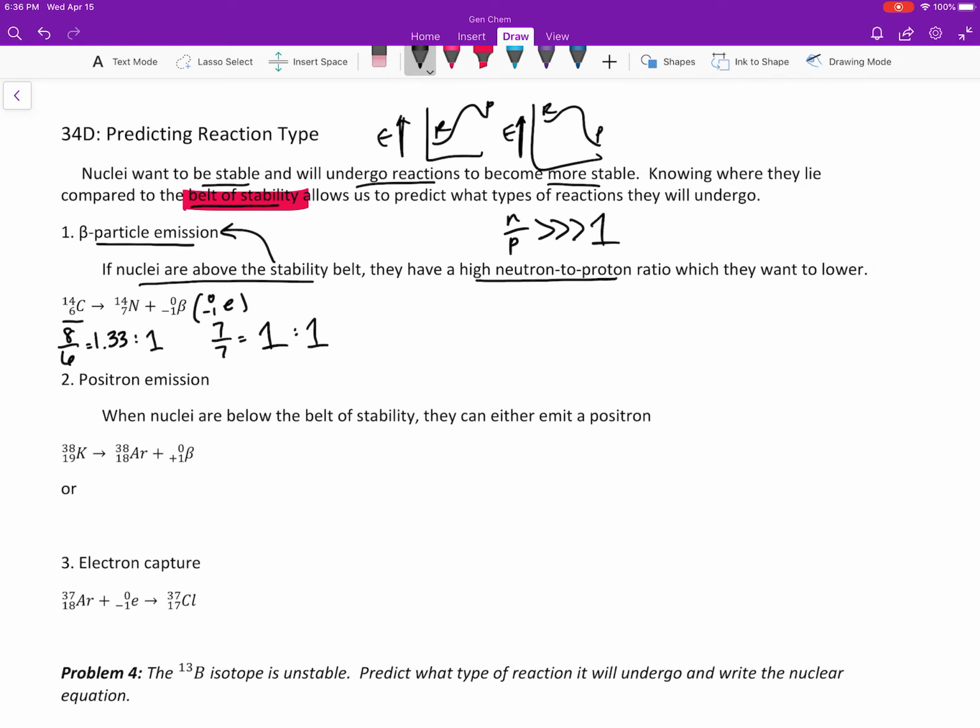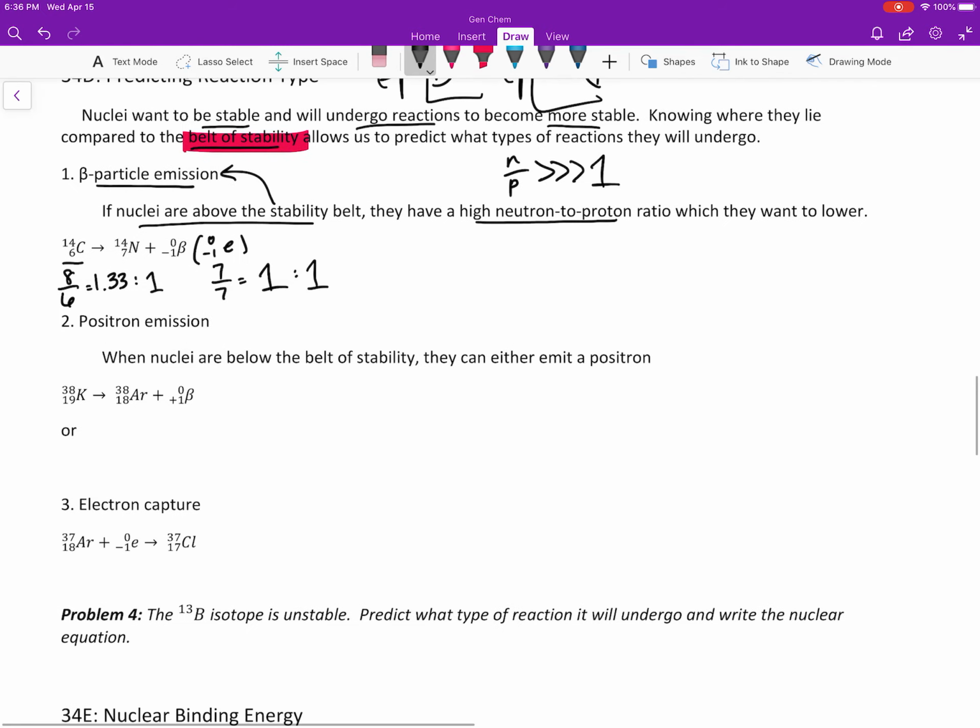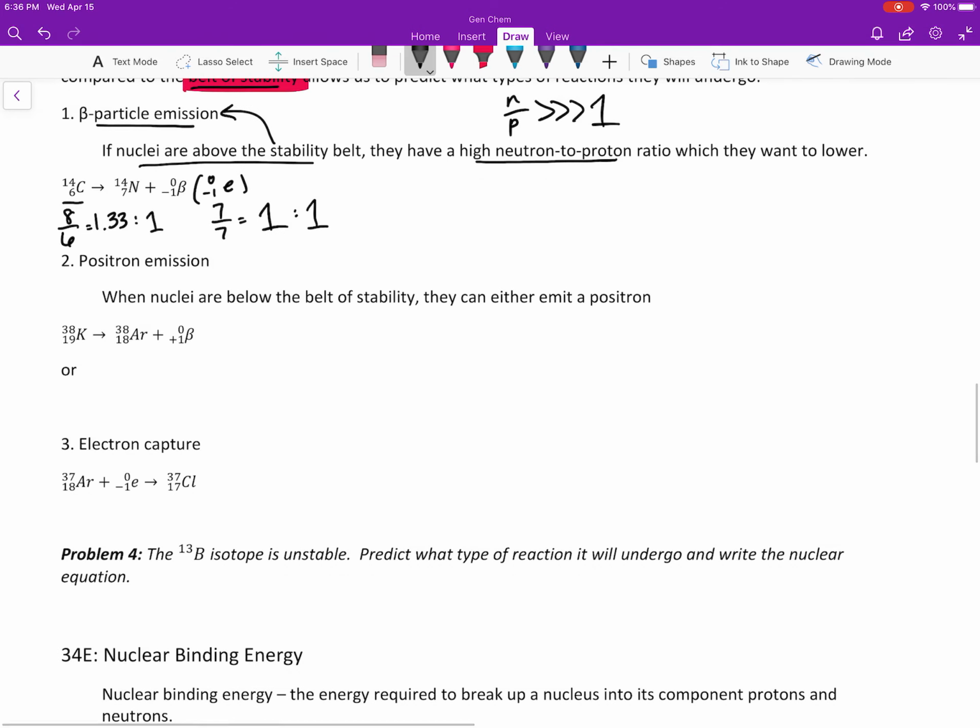So we can see here that it moved that ratio down into a lower number, which is what we needed. Now, positron emission is one of the options when the ratio is below the belt of stability. The other one is electron capture. So if it's below, it can either emit a positron, which is the same as a positive electron.